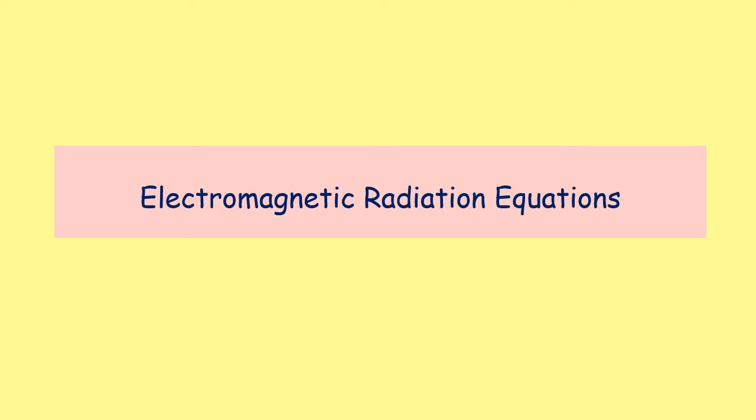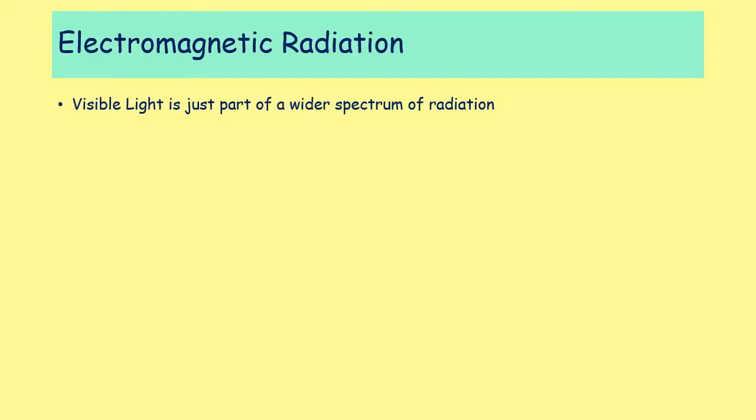This is a short revision video on electromagnetic radiation equations for advanced higher chemistry, and this is the inorganic section. So electromagnetic radiation is something that is used frequently in chemistry, but it's not something that's been discussed in a lot of detail in previous years.